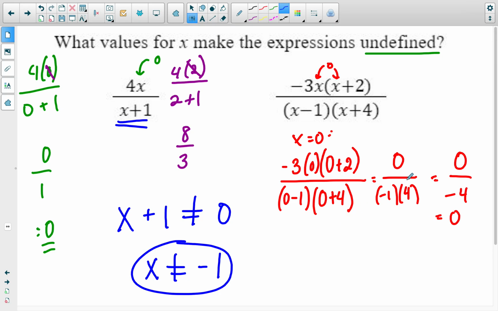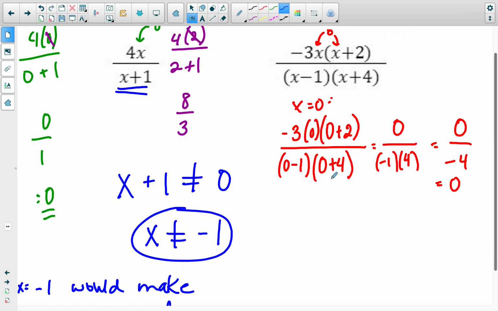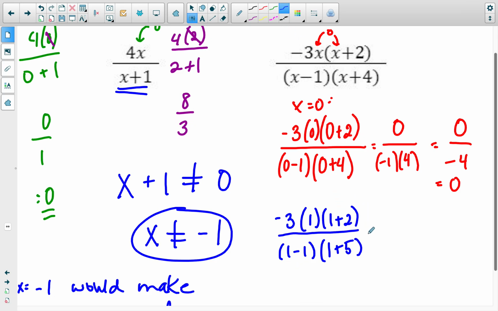What if I try x equals 1? Let's see. Let's try 1. Plug in 1 anywhere you see x. And maybe you've already noticed it, right? This 1 minus 1 is going to give us 0. So our numerator would be -3 times 1 times 3, which would give us -9. And then down here we would get 0 times 6. So we have -9 over 0, which is undefined.